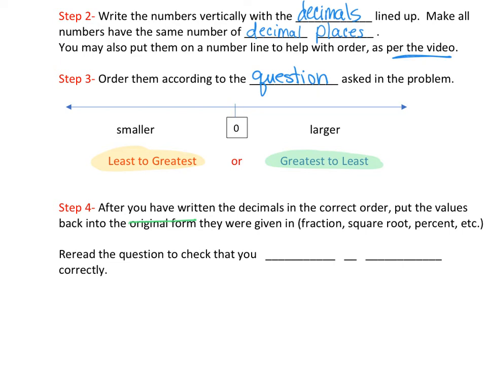Reread the question and check that you answered the question asked. That way you'll know if you did it correctly. Is it least to greatest? Or is it greatest to least? And that's it. Those are your 4 steps.